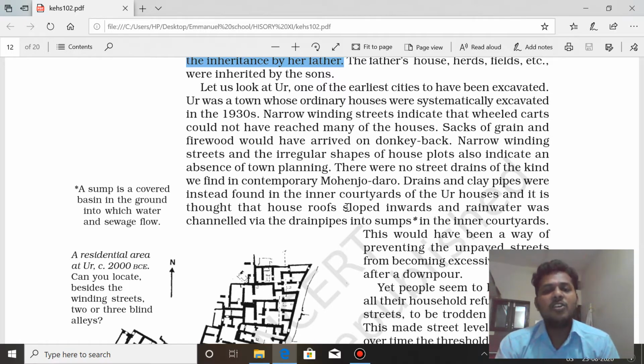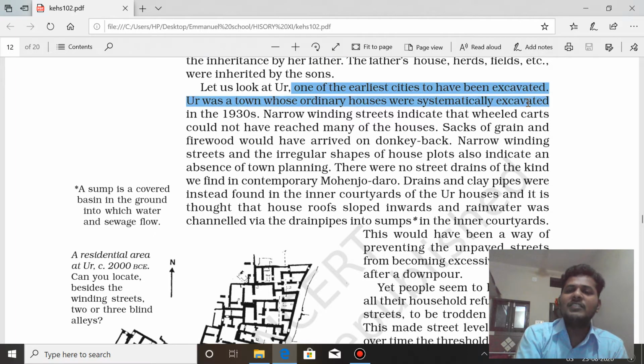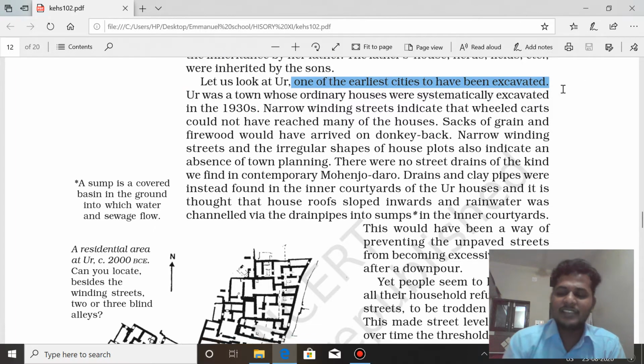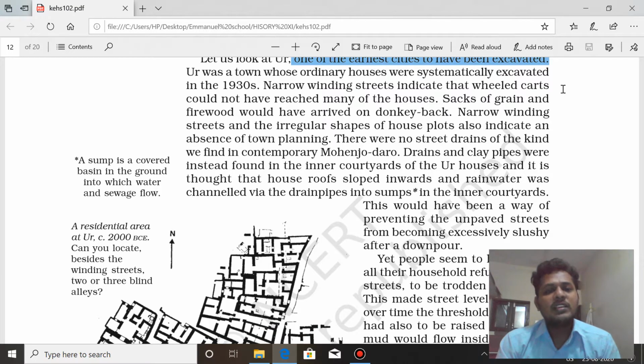Urbanization of Ur: how Ur was urbanized and what things were excavated from this, one of the earliest cities. One of the earliest cities to have been excavated is Ur. Ur was a town whose ordinary houses were systematically excavated in 1930. So for the first time, not only royal but also ordinary houses were systematically excavated.